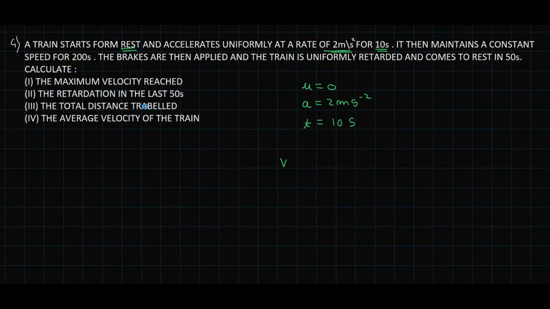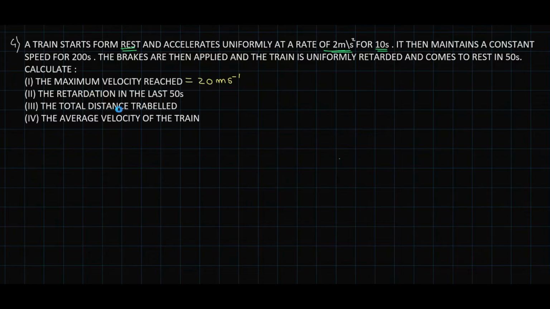Now let v be the maximum velocity reached by the train. So we have the formula v equals u plus a times t. The final velocity v equals initial velocity 0 plus acceleration, which is 2 meters per second squared, times 10. So v equals 10 times 2, which gives us 20 meters per second. That's the answer to the first part. Let's move on to the next part.